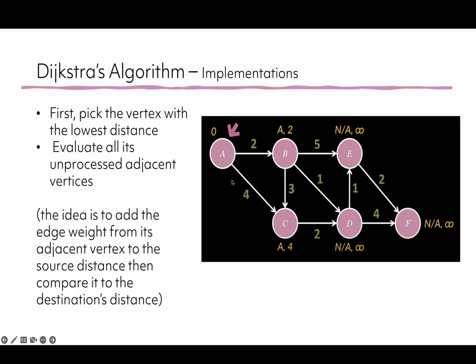In this example, we pick the lowest distance and then evaluate all its unprocessed adjacent vertices. The idea is to add the edge weight from its adjacent vertex to the source distance, then compare it to the destination distance.